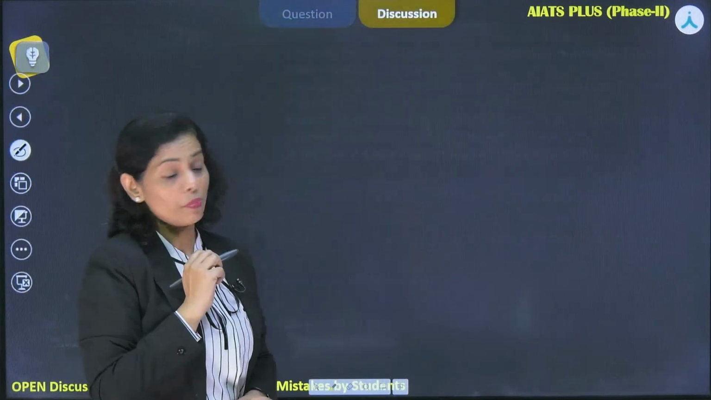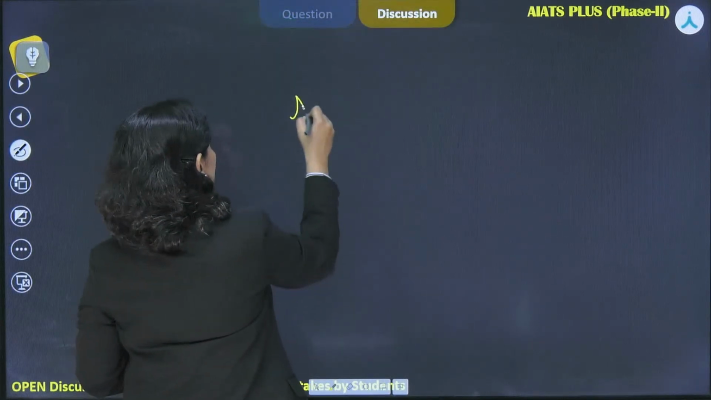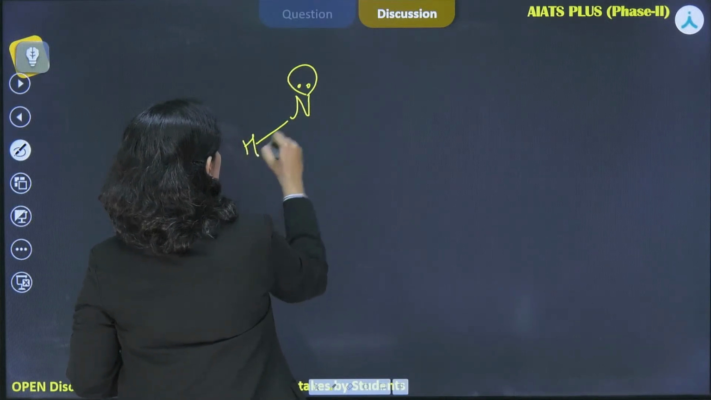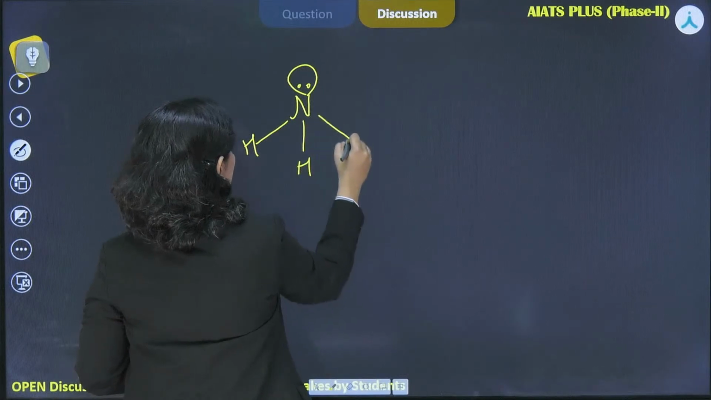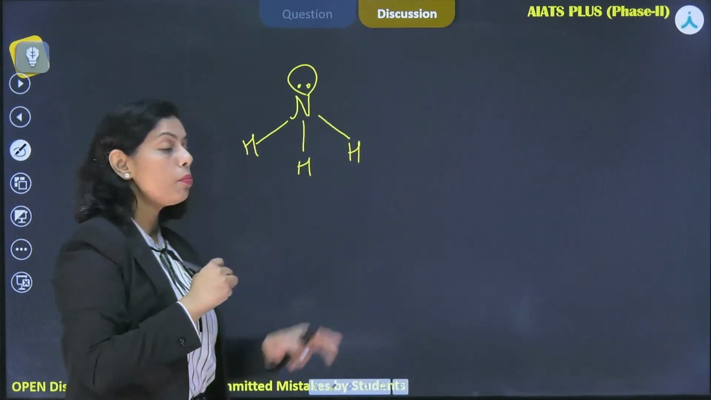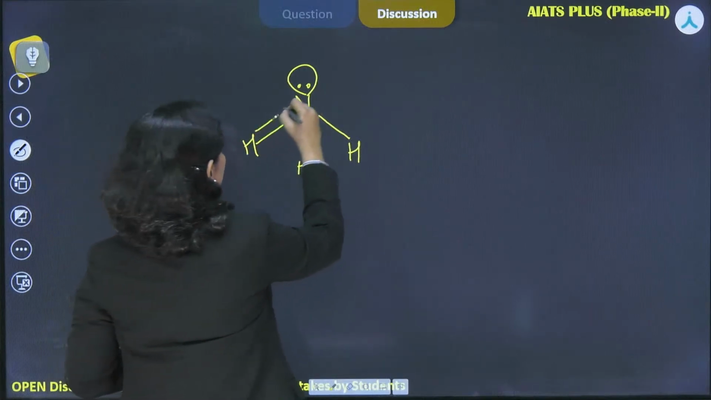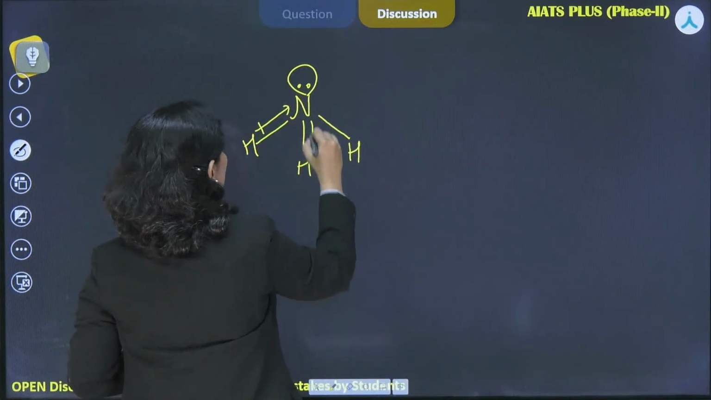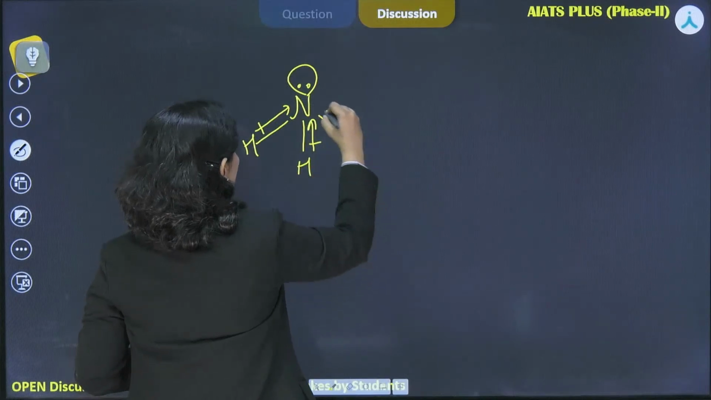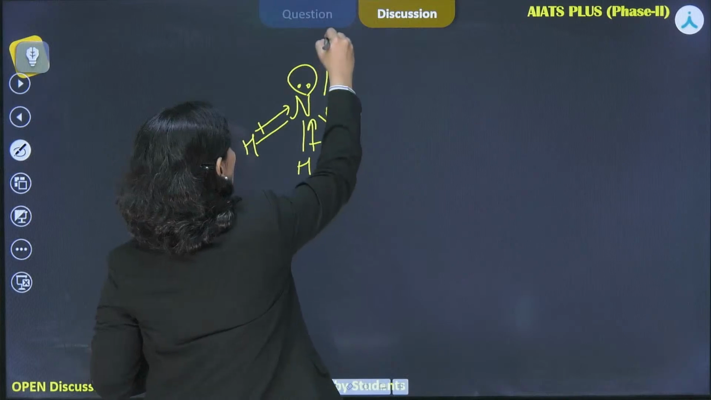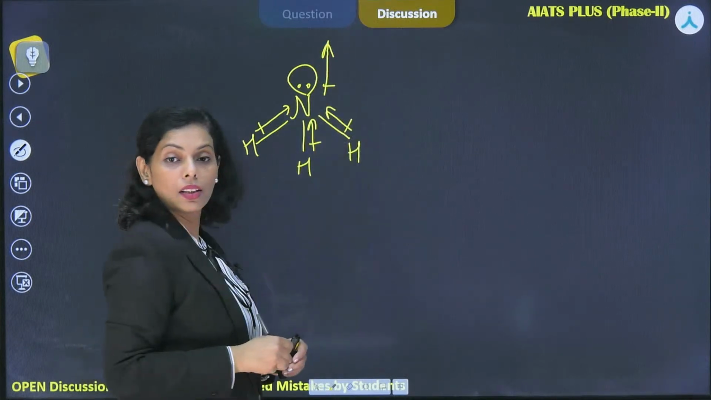It's incorrect. See, if I am talking about NH3, this is the lone pair, right? Now, just look at the bond dipole of nitrogen and hydrogen. Nitrogen is more electronegative, so the alignment of the bond dipoles is upwards. What about the dipole with respect to the lone pair? That is also upwards. Okay.